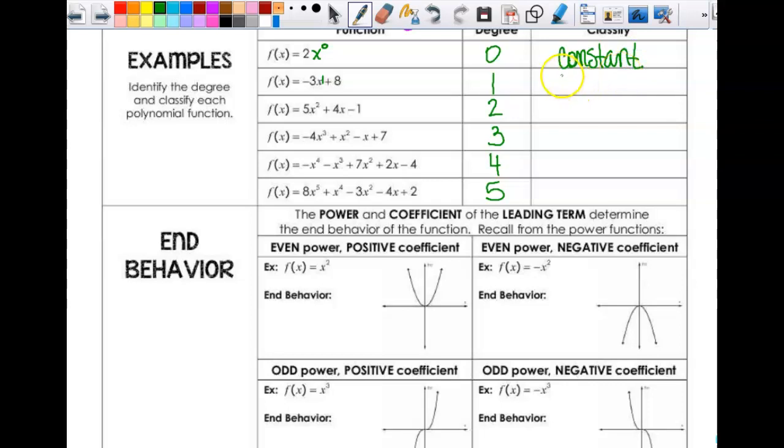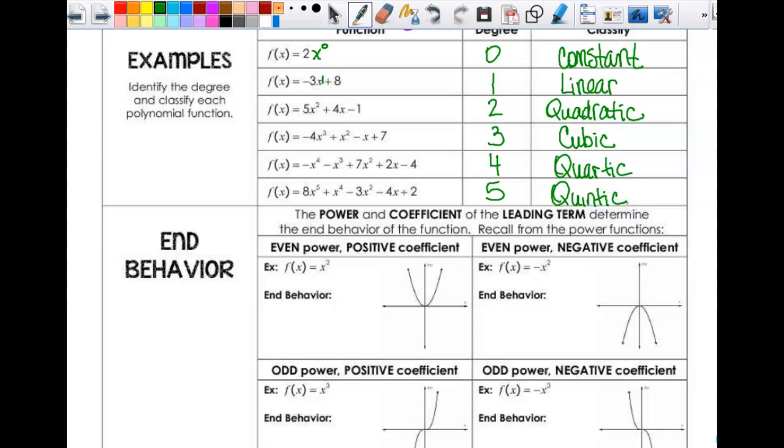We know that this would be linear. What do we call a second degree? Quadratic. What do we call a third degree? Cubic. Good. And then the fourth degree is quartic, 4 quarts in a gallon, right? Fifth degree, what do you think that is? Quintic.